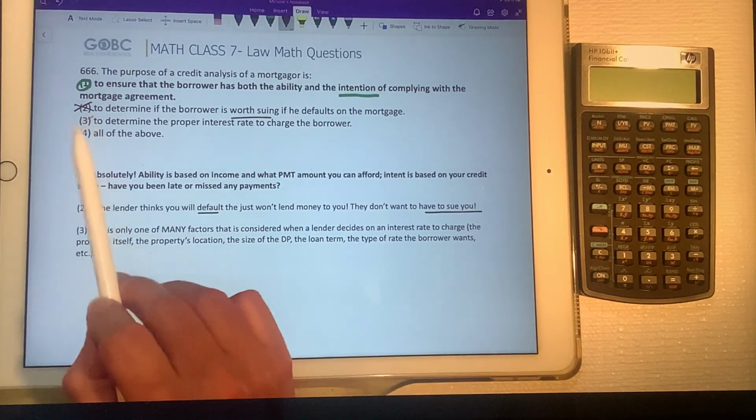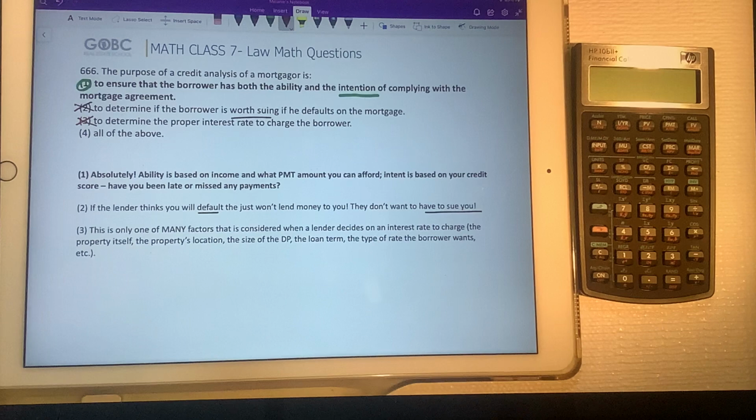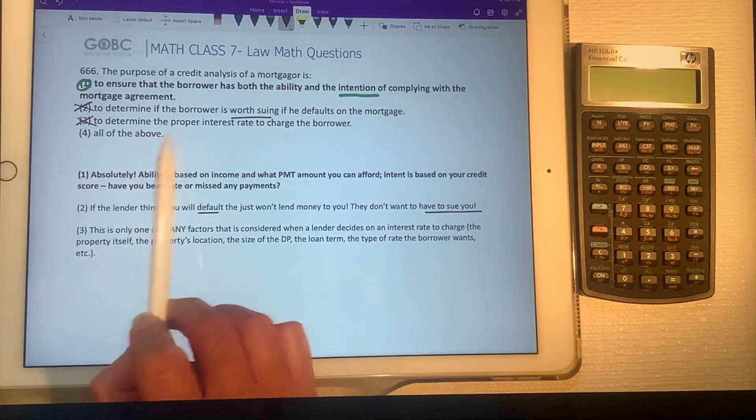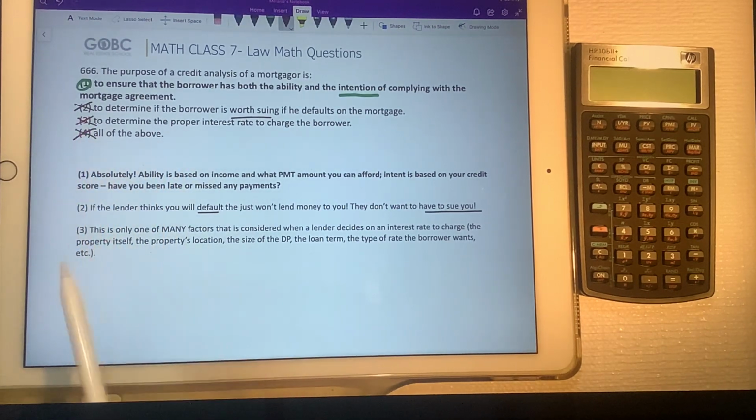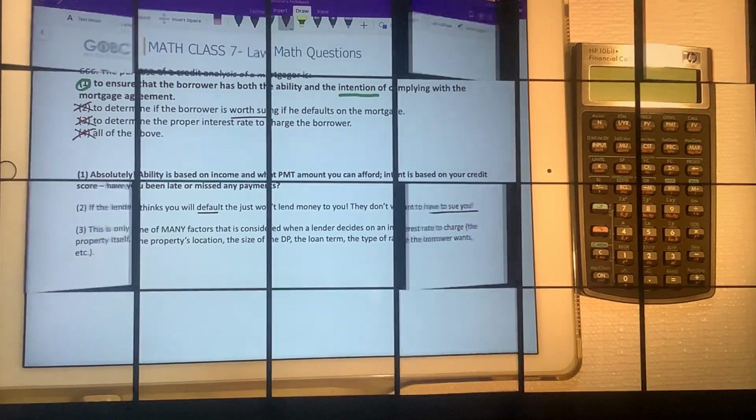It's not to determine a proper interest rate. Remember, we said that the credit analysis is how you interpret the data, but the report and that analysis is just one of many, many things that the lender will use to decide on the interest rate. So it's definitely not the thing that determines the interest rate. So it can't be all of the above, because we know that 2 and 3 are not correct. Has to be one only.